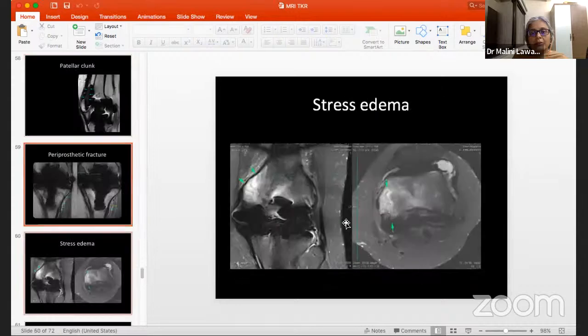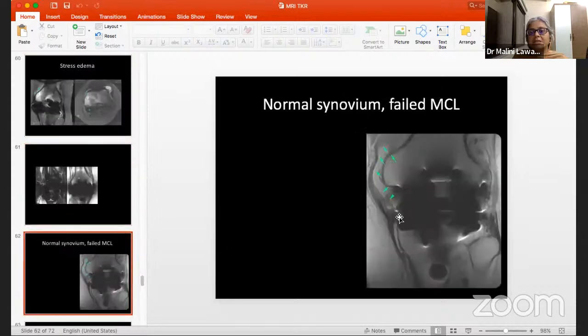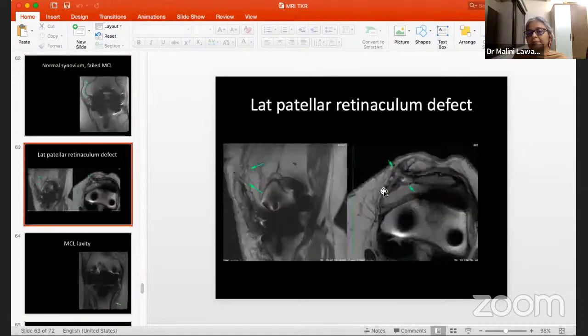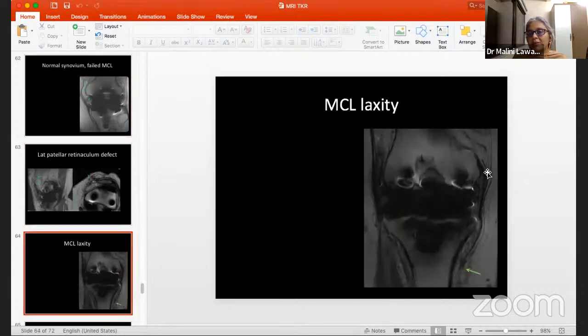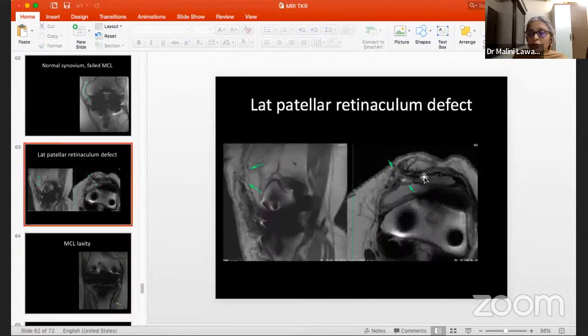And one second, let me show you the MCL. So you can see here, this is the MCL tibial attachment, and you can see at the femoral attachment, there's a tear. Here there's a retinaculum defect. Here there's MCL laxity, and towards the tibial attachment, there was a tear. So you can use these sequences.